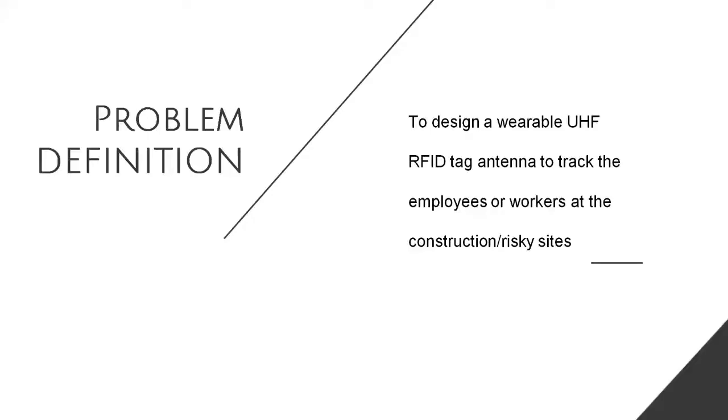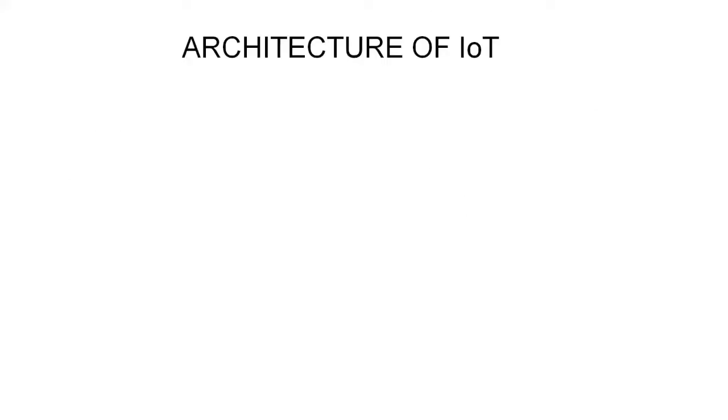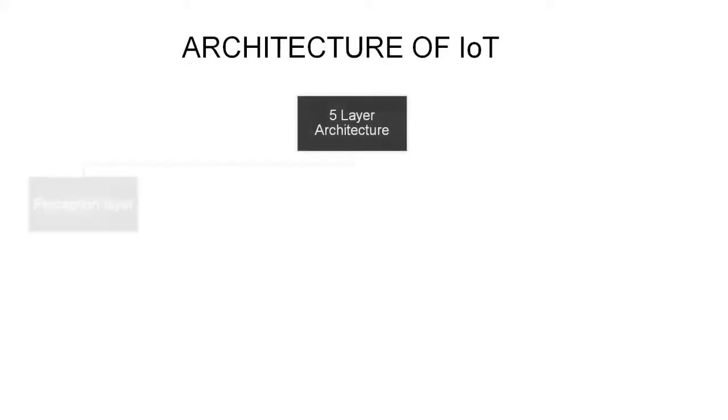Along with that, we're also calculating the time for which the workers are at the construction site, and with that time we can calculate their wages, so all the manual work can be laid off. All the work will be done by the host PC only. For this, we're using the 5-layer architecture of IoT.